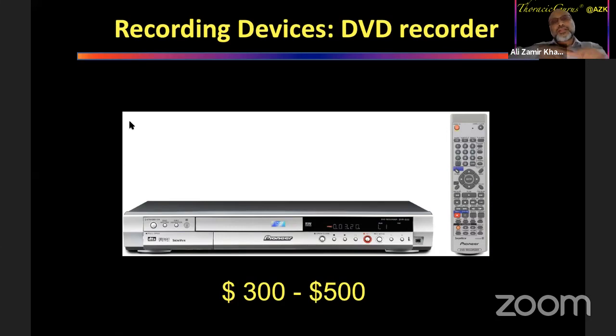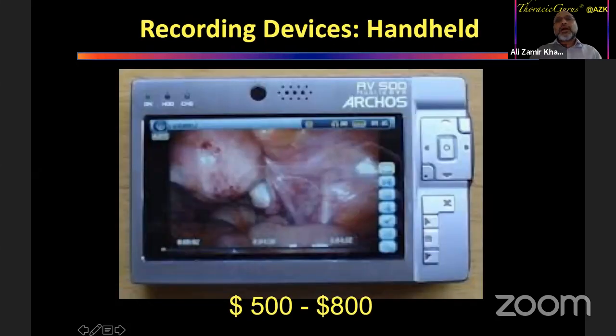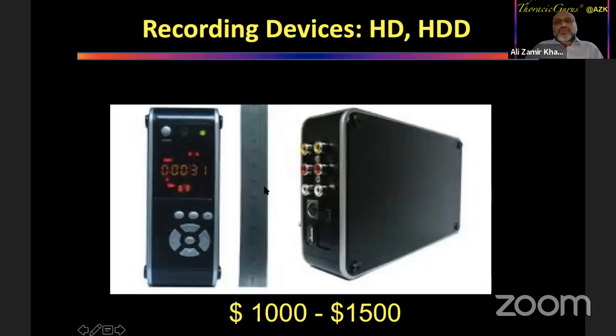There is a whole range of recording devices available in the market depending upon your budget. If you've got low budgets, then you buy a DVD recorder. Almost obsolete nowadays. Nobody uses DVD recorders. You've got handheld recording devices, something like the Archos. Archos is now with AV800, I think, or 900. And this is good enough. But again, you might probably get SD quality recording into this. So I personally don't use these.